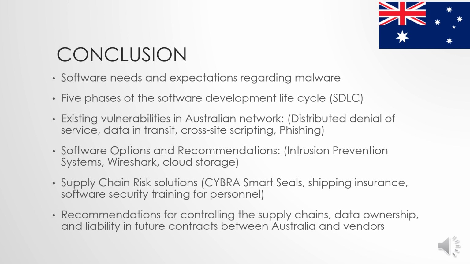Software options and recommendations are the installation of network intrusion prevention systems, Wireshark for packet sniffing, and cloud storage to minimize hardware and software overhead. Costs and benefits to the software recommendations were weighed and considered to allow for these solutions. Software supply chain risk solutions include advanced cyber lock and encode smart seals, designating proper insurance for shipping the product to Australia, and training personnel in software security.